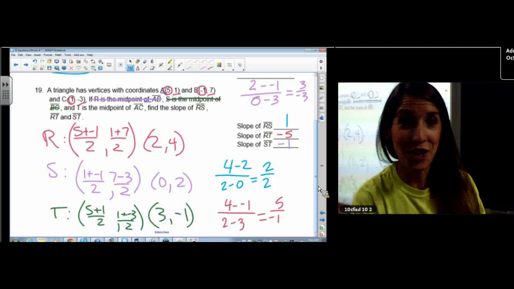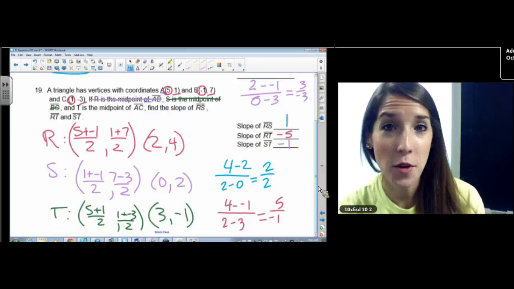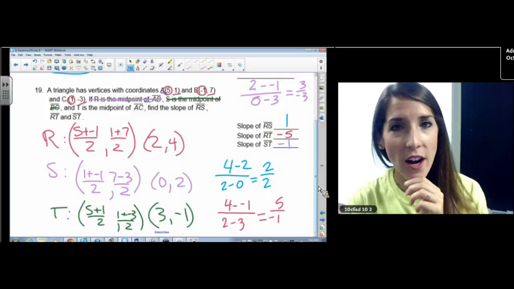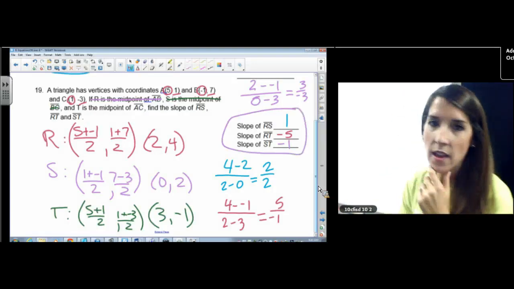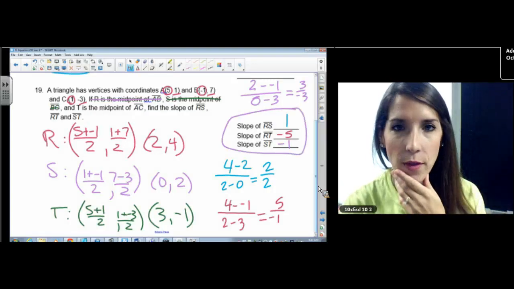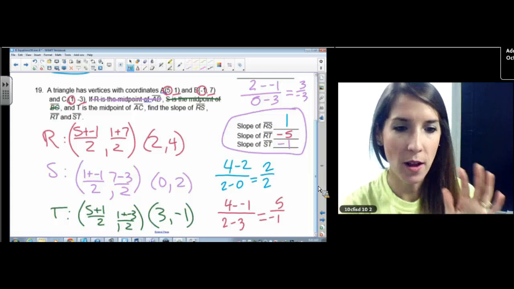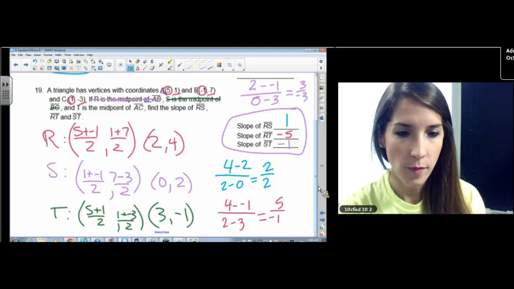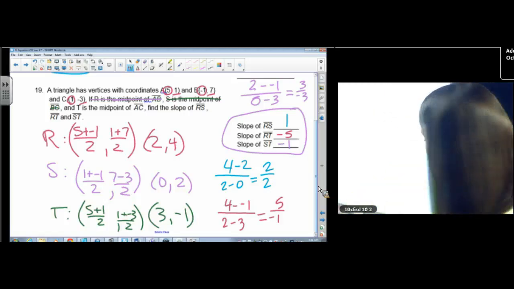So if I asked you, that is a triangle, and I actually know that it's a right triangle, and I hope you know why I know that it's a right triangle, where is the right angle? Based off of these slopes, if I knew that was a right triangle, where would the right angle be? Guys, I'm talking about triangle RST. Triangle RST is a right triangle.